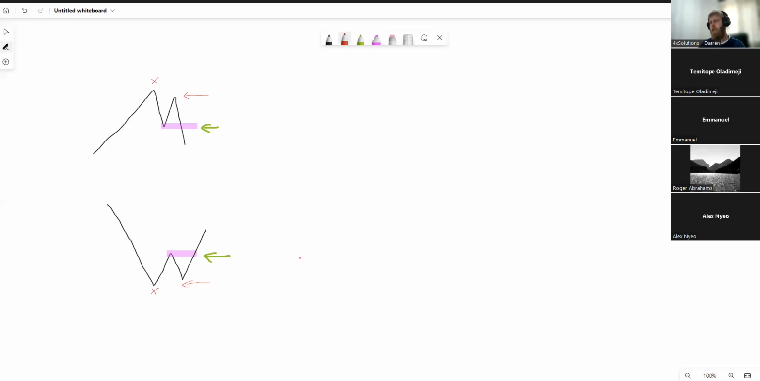So it really depends on what time frame you look at these mitigations, but obviously the higher the time frame you look at, the more solidified the evidence will be. 5 minute mitigations might not last very long. 5 hour mitigations might last very long. So it really depends on what time frame you're going to use.